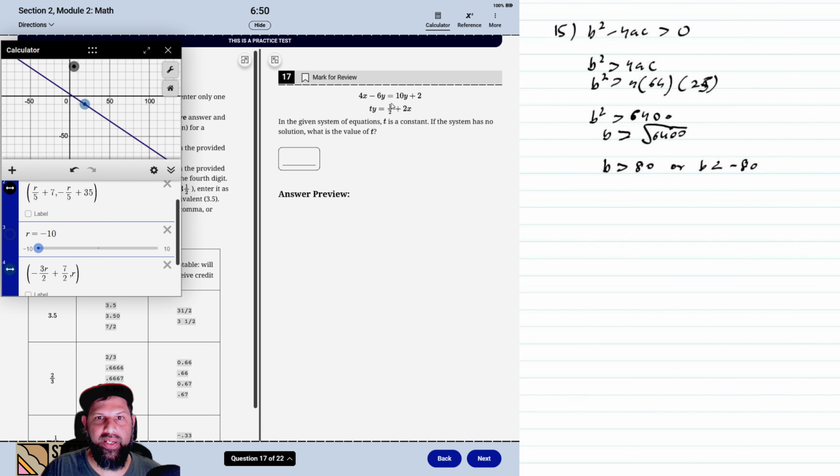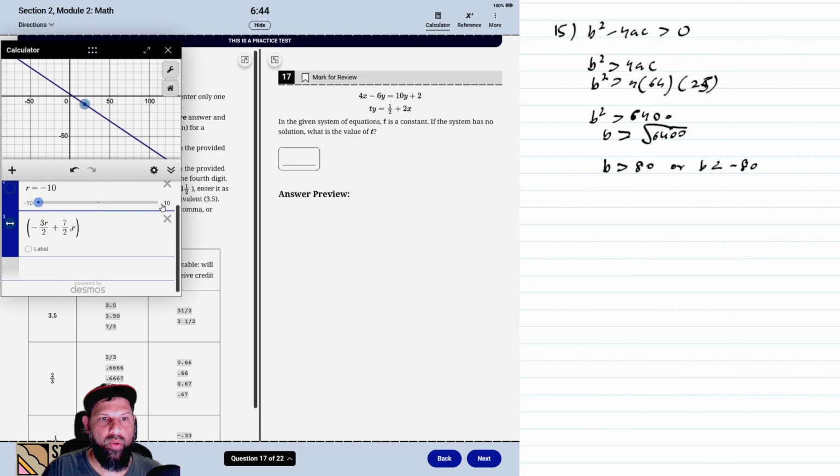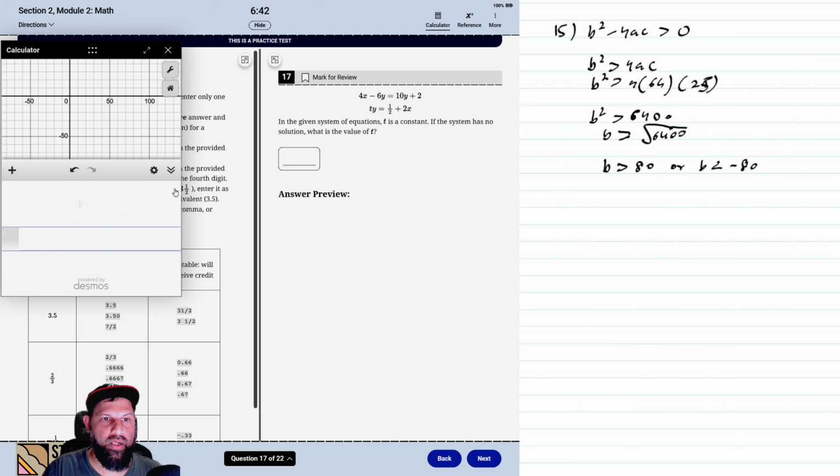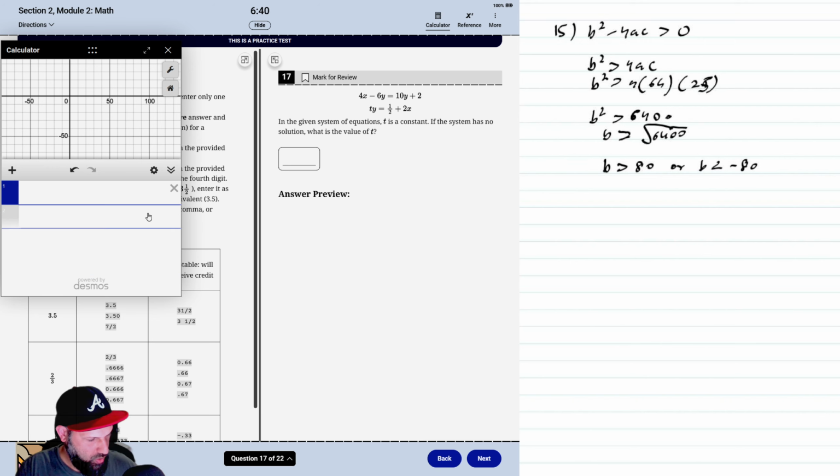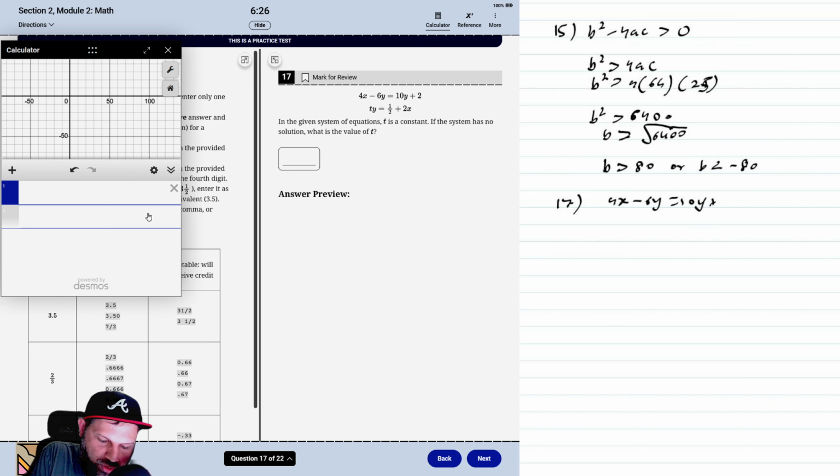You have 4x minus 6y equals 10y plus 2, and that system has no solutions. What is going to be the value of t? Okay, so no solutions means they're going to be parallel, and the slope is going to be the same. So you have 4x minus 6y equals 10y plus 2.